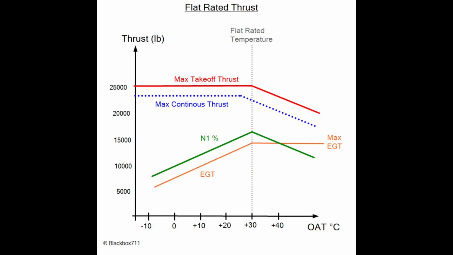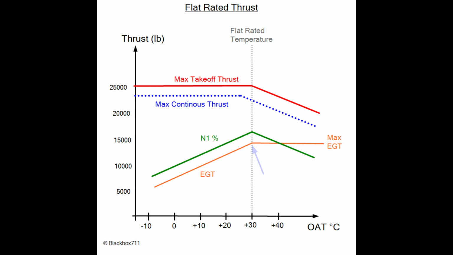So the characteristic of the engines are as follows. As the outside temperature increases, the output thrust will be the same by increasing the RPM of the engine. That is being achieved by obviously injecting more fuel into the combustion chamber, and hence you have a unison increase in N1 and also in EGT up to the point where it reaches the flat rated temperature. At that point, you have reached the maximum allowable EGT. Here we are again at the structural limit.